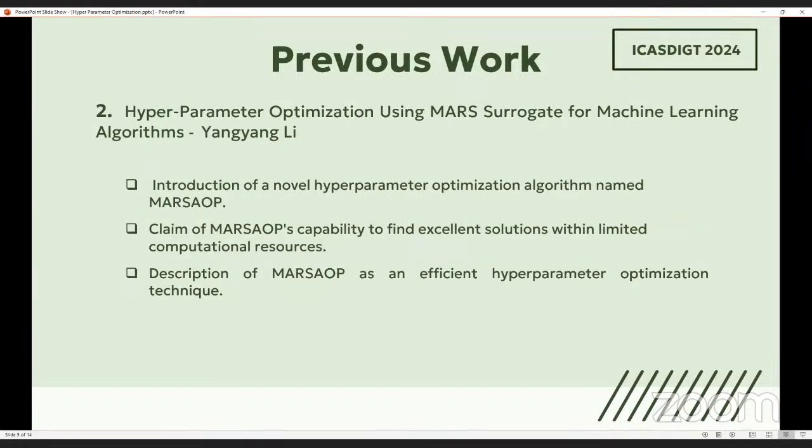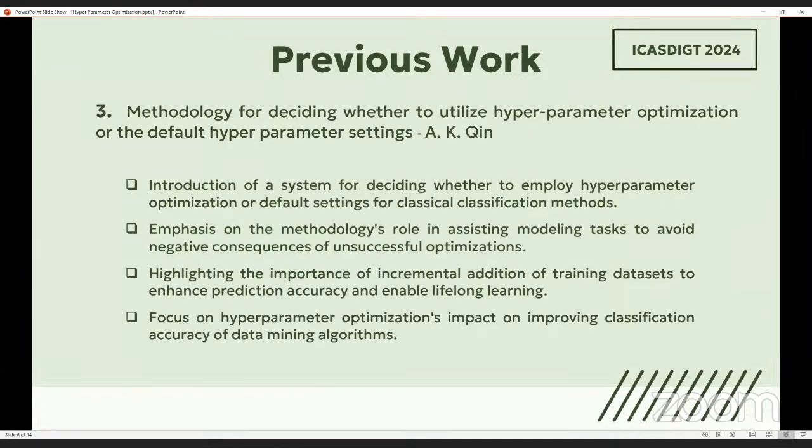The second one is hyperparameter optimization using a mass surrogate machine learning algorithm. The key features of this paper are: introducing a novel hyperparameter optimization algorithm, Marshall's; claiming Marshall's capability of finding excellent solutions within limited computational resources; and describing Marshall's as an efficient hyperparameter optimization technique. The last one is a methodology for deciding whether to utilize hyperparameter optimization or the default hyperparameter settings.